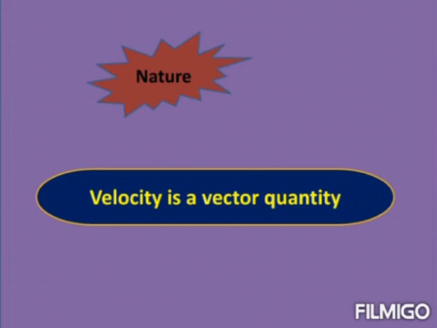The nature of velocity is that velocity is a vector quantity. In the formula of velocity, there is a displacement. Displacement is a vector quantity, and just because of displacement, velocity is also a vector quantity and has a direction.